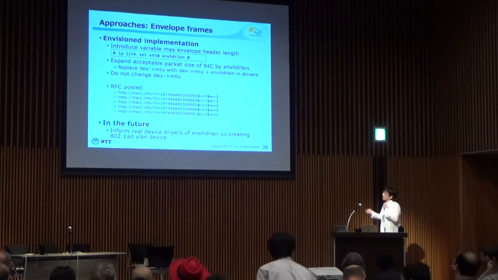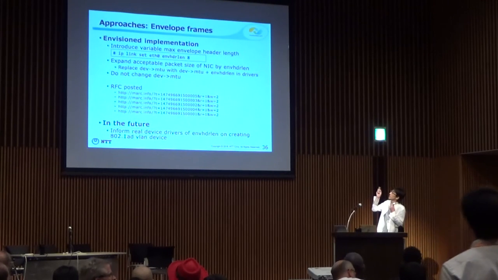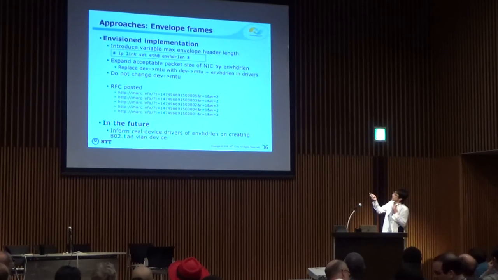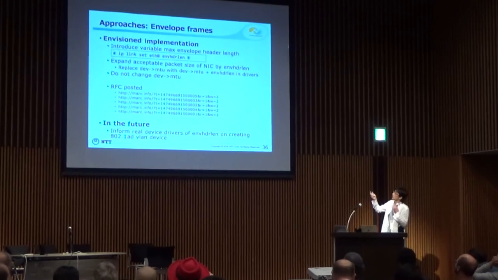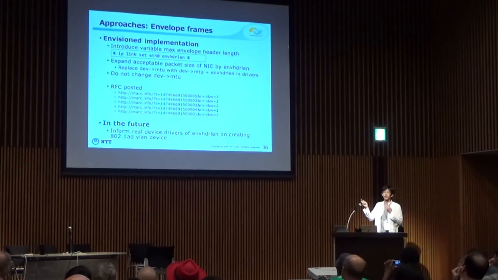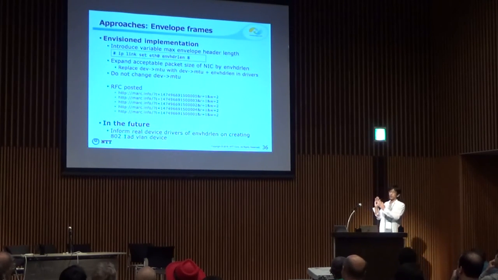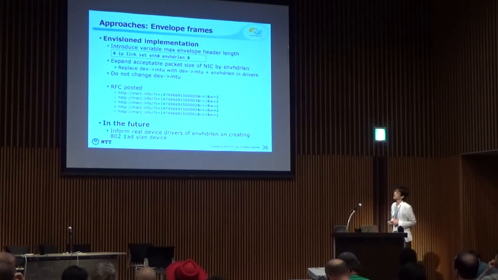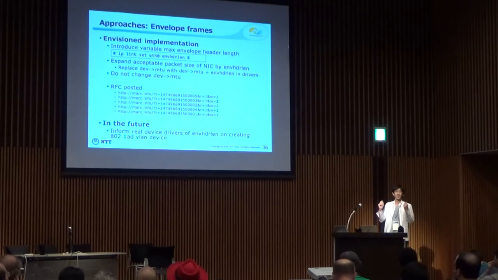Anyway, my proposal is like this. I introduce a variable, max envelope header length, set from user space like this: ip link set envelope header length. Then expand the acceptable packet size of the NIC by the envelope header length, in this case 8. So the driver's implementation is replacing dev MTU with dev MTU plus envelope header length to accept longer packet size, and not change dev MTU. The current networking stack doesn't send longer sized packets other than those encapsulated from upper devices. The RFC is already posted, so I'll be happy if anyone here can review this.